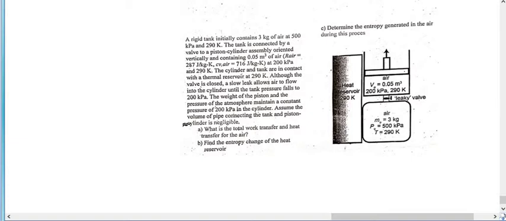What is the total work transfer and heat transfer for the air? Find the entropy change of the heat reservoir. Determine the entropy generated in the air during this process. So that is the question. So we start with the solution as usual.